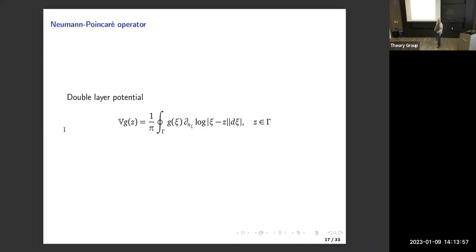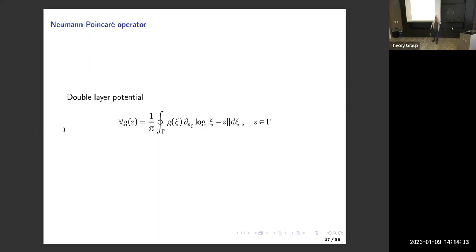Okay. The next one is called the Neumann-Poincare operator. Similar thing, but with a double layer. That's the density of dipole. Positive and negative charge on the contour, with a normal derivative, because it's a dipole. They also produce some electric field, electric potential outside, and the operator acting on this density, which gives the potential, is called the Neumann-Poincare operator.